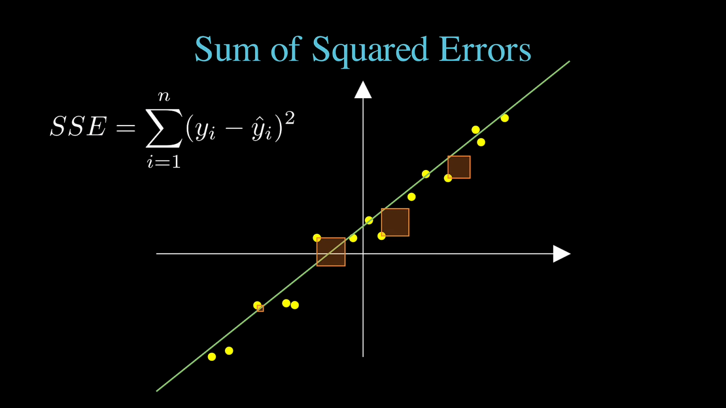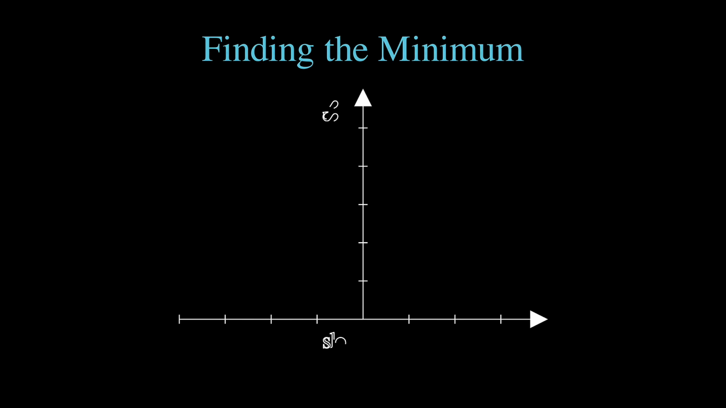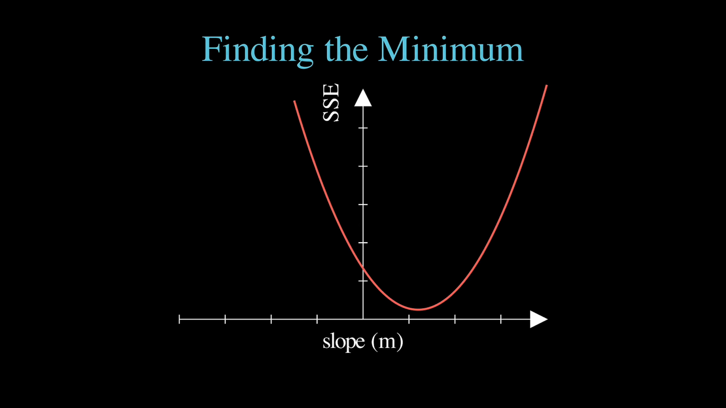This is the key insight of linear regression. We want to find the slope and intercept that minimize the sum of squared errors. And imagine this as a landscape where every possible combination of slope and intercept has a corresponding error value, creating a valley-like surface. And our job is to find the bottom of this valley where the error is smallest.